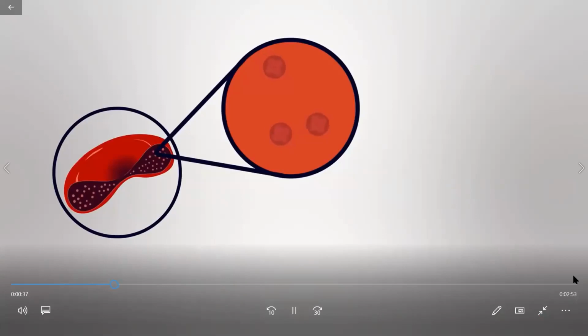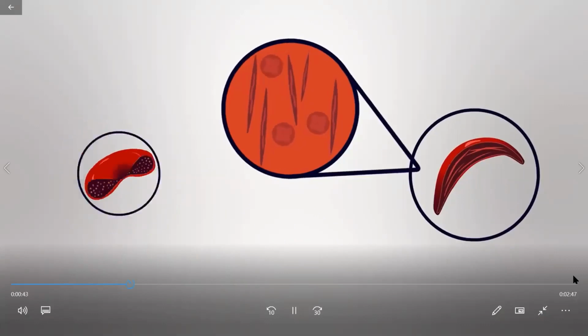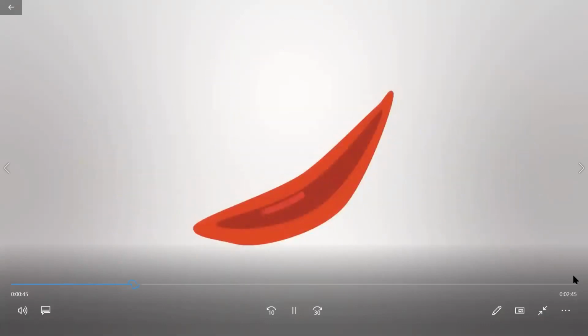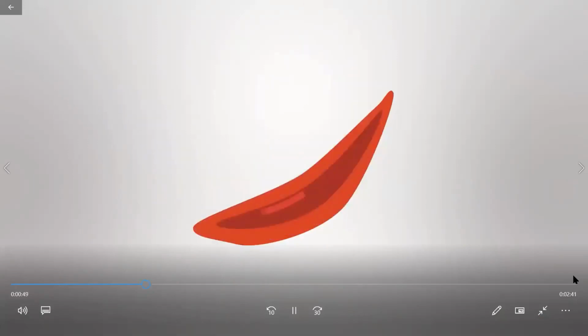This faulty version of the gene causes the hemoglobin to form strands in the red blood cells, which makes them inflexible and gives them a crescent or a sickle shape. This is where the name of the disorder comes from. A sickle is a tool used to cut long grass.